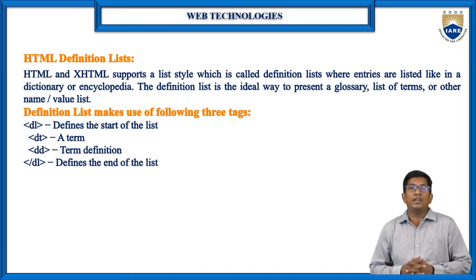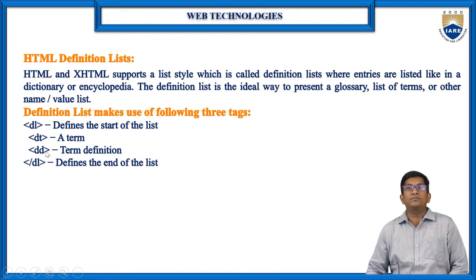If you want to write a definition list, then you have to use DL tags. The opening tag DL defines the start of the list, DT is a term, DD is the term definition, and the closing DL defines the end of the list. So the open tag is DL and the end tag is /DL. In between that, you can write the term and definition, that is DT and DD.